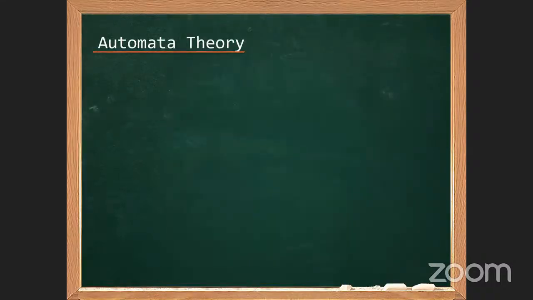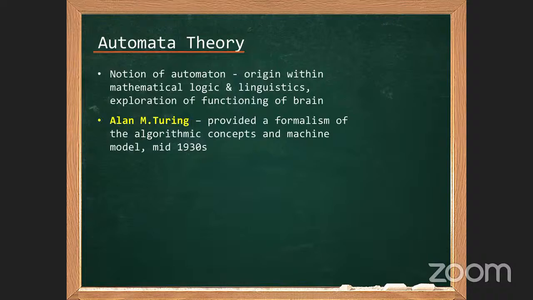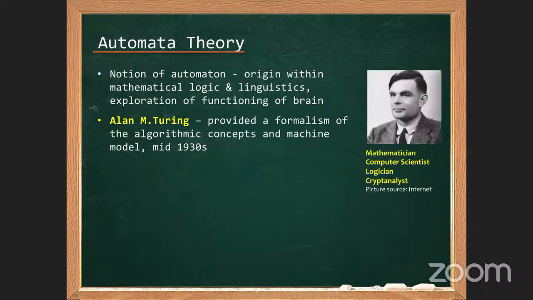Automata theory. What is this theory, and how was it all started? The very notion of automata or automaton comes from the mathematical logic or linguistics background, when people were trying to explore how the neurons in the brain function and communicate with each other. And it is due to Mr. Alan Turing, in the mid-1930s, who gave the formalism of how algorithmic concepts and machine models can be developed.